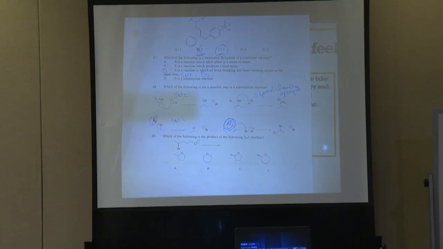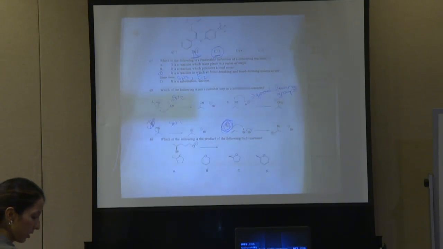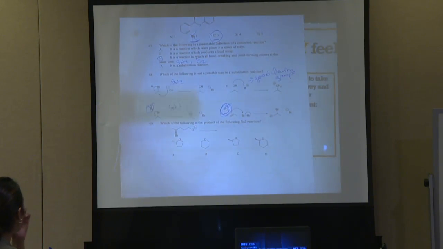So just take a look at those mechanisms and remember your reactions. Because sometimes, even if you don't necessarily remember your reagents and you're not sure what the product is going to look like, if you know the mechanisms, you can come up with the product, right? You can always draw the mechanism and just see what the product's going to be. Okay? All right, 69. Which of the following is a product of the following SN2 reaction?